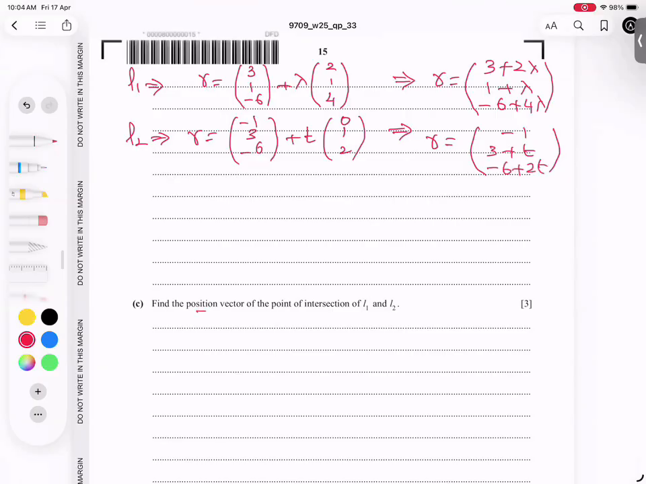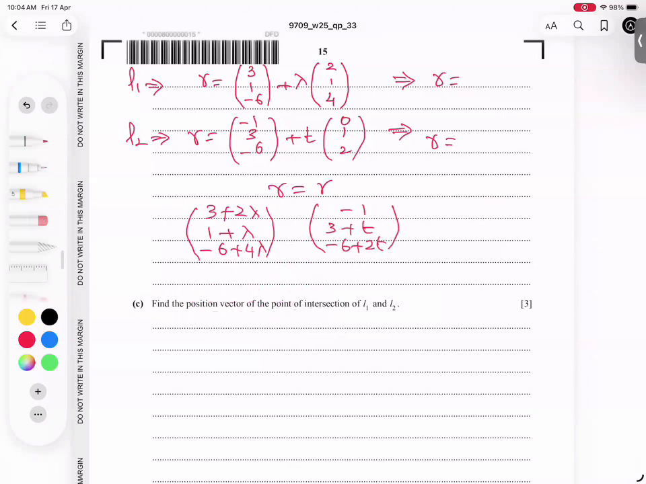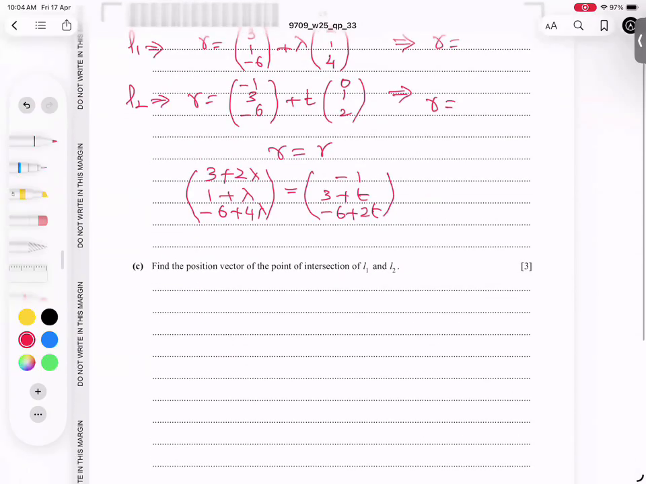Now it's asking for the position vector of the intersection. Intersection means r equals r, so basically we are putting them equal to each other. So this comes here and this comes here, and from here we get three equations. One equation, you can see clearly, is 3 plus 2 lambda equals minus 1. I can find lambda from here very easily: negative 4 divided by negative 2.